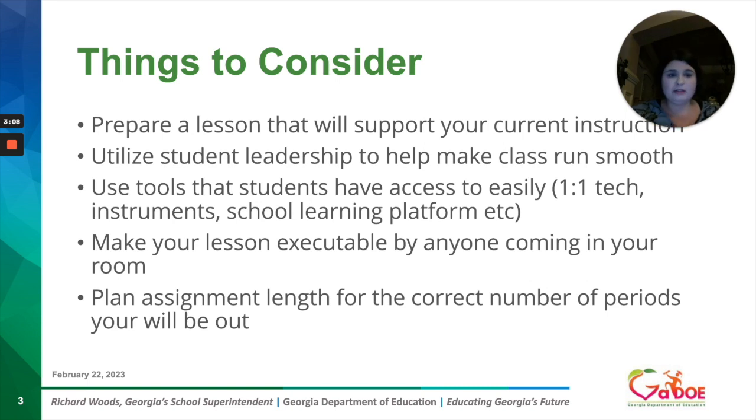You want to make sure that it's clear, the instructions are simple, and it's stuff that the students are going to understand. Then make sure that your assignment length matches at least the length of time of the class periods that you're going to be out for. So if you're going to be out one class period and your class period is 55 minutes, then you want to make sure that assignment will take 55 minutes.